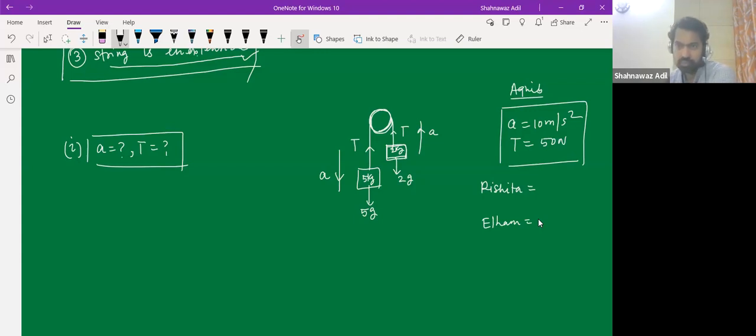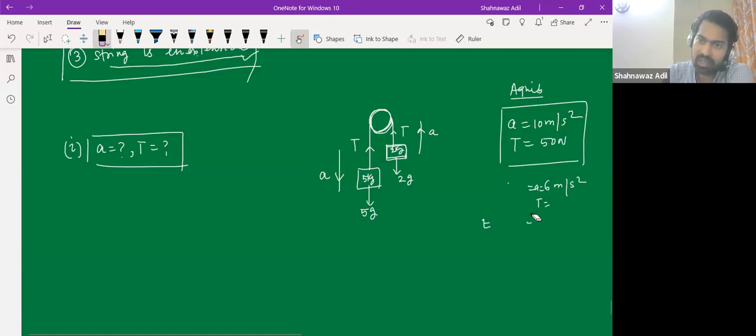I'm getting confused. Okay, no worries. Rishita, what about you? I think I got it wrong. What is the answer that you got? Don't worry about right or wrong. 6 meter per second square as A, so I think it's wrong. And T? I didn't calculate. Okay, good. The important thing is that you at least try.